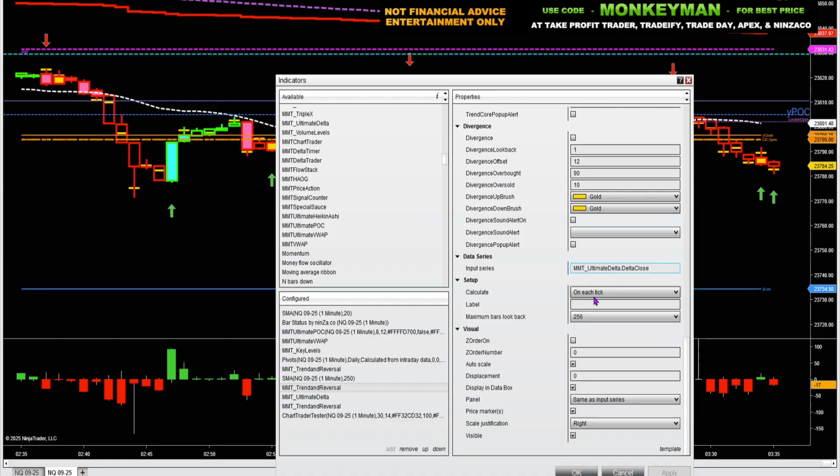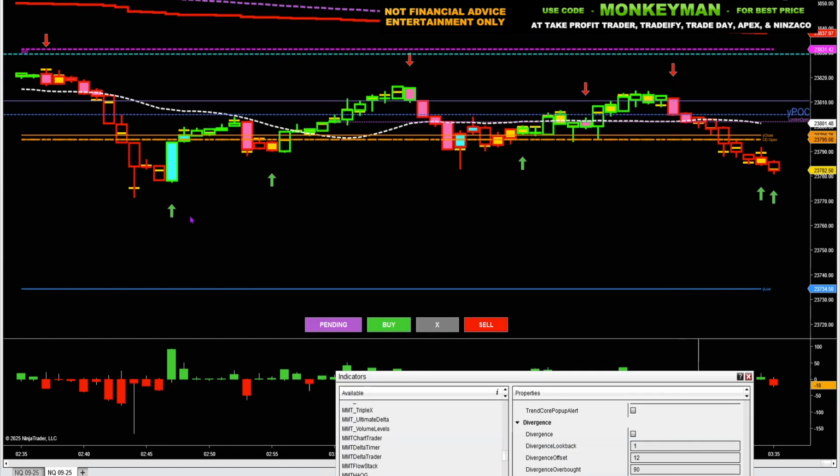I'm using them in each tick mode. You will get more arrows when it's on each tick mode. You can also use it on bar close. And if you do that on bar close, the arrows will look more like this. I just loaded up the charts.